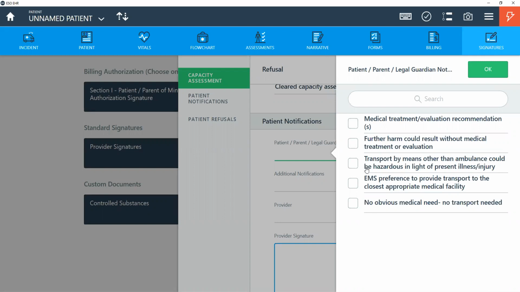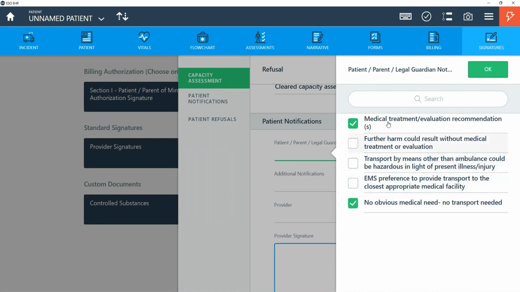So maybe we say, look, we recommend you get further evaluation and treatment. And if you don't, it's going to cause harm. You really shouldn't go POV, because if you go POV and you have that seizure, the driver's not going to be able to protect their airway, or you're going to crash the car. And I'd rather take you to the closest facility and not Salem. But if you really insist on Salem, we'll let it go this time.